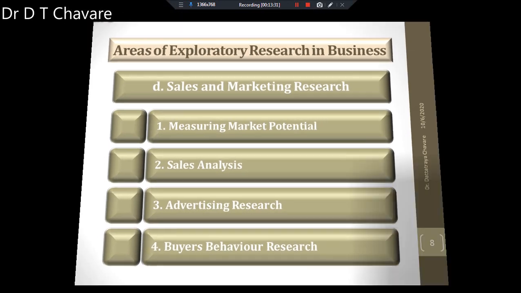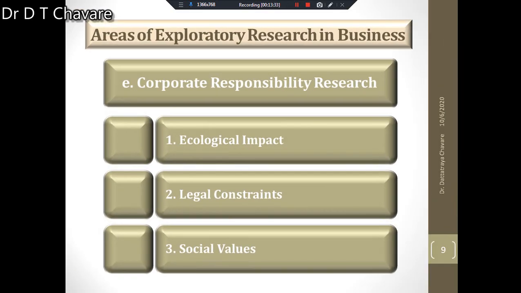Okay, and the last classification of the area of exploratory research is corporate responsibility research. What is it? Corporate responsibility research. Under this class also there are three types of activities you can conduct which are classified under corporate responsibility research. First is ecological impact. You can understand ecological impact. Second, legal constraints. And the last, social values. About these three aspects also you can conduct the research, and that is classified under corporate responsibility research.